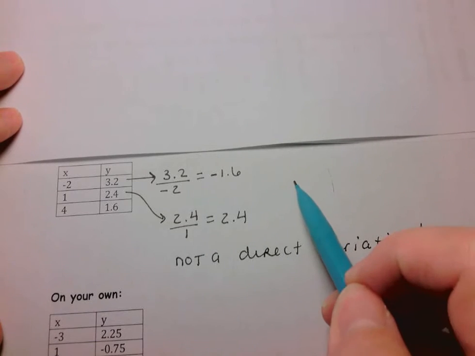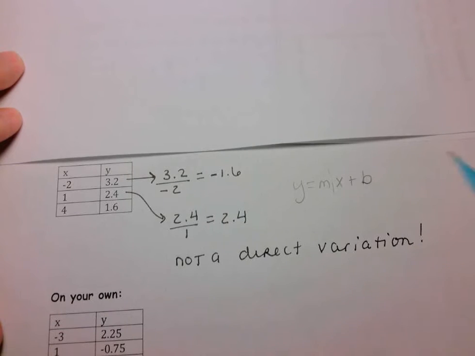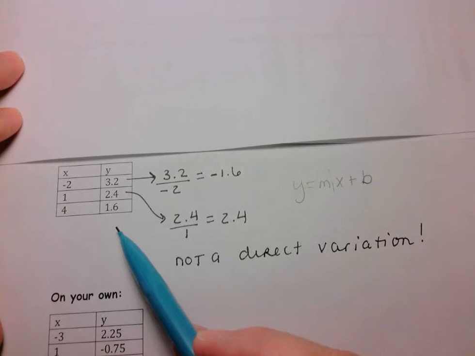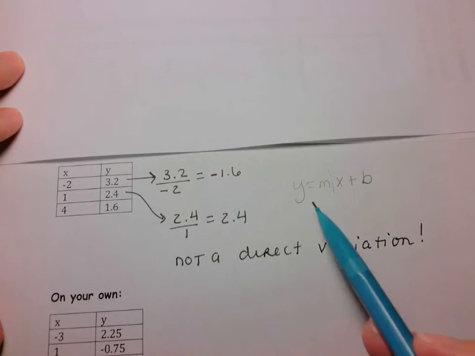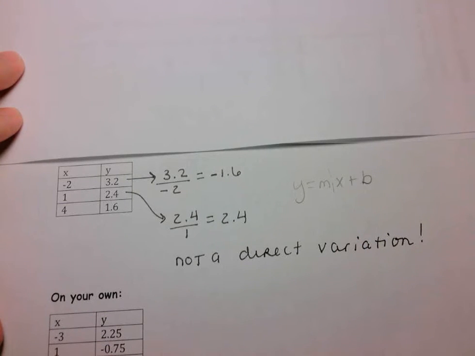Now this is a straight line, and so we could do what we did yesterday and create an equation from this graph. We can take any 2 points and we can figure out the slope, and then we can plug one of the coordinates in and determine b, and we can create a y equals mx plus b equation. But because b is not 0, this is not a direct variation.